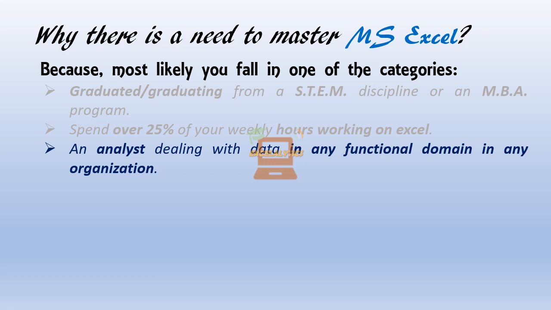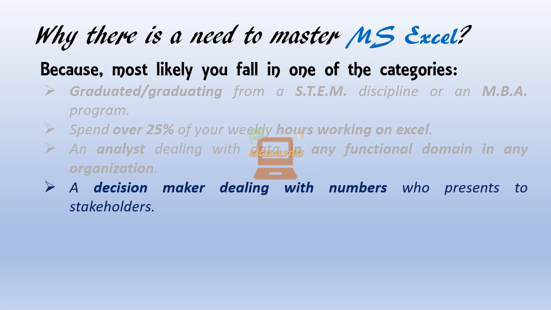By functional domain, we mean organizational functions like sales, marketing, operations, finance, accounts, human resources. The organization can belong to any of the sectors like education, healthcare, insurance, banking, FMCG, infrastructure, so on and so forth. You are a middle level to senior level manager, also known as decision makers, dealing with numbers, who sometimes have to present important data to the stakeholders, both internal and external to the organization.